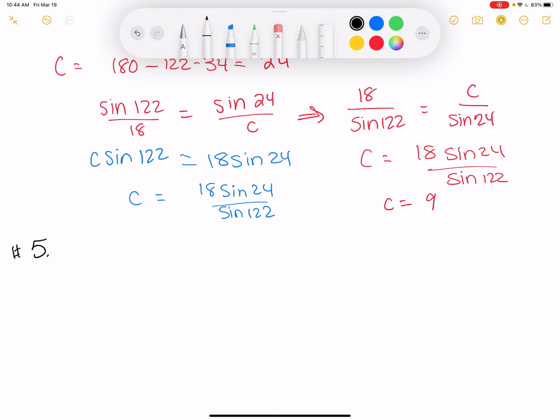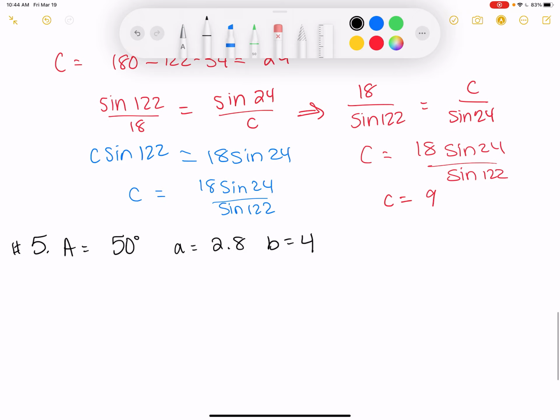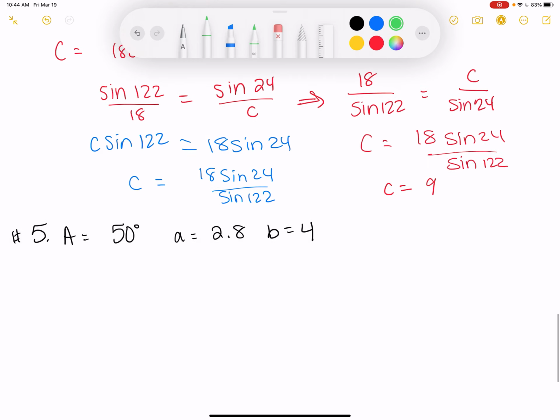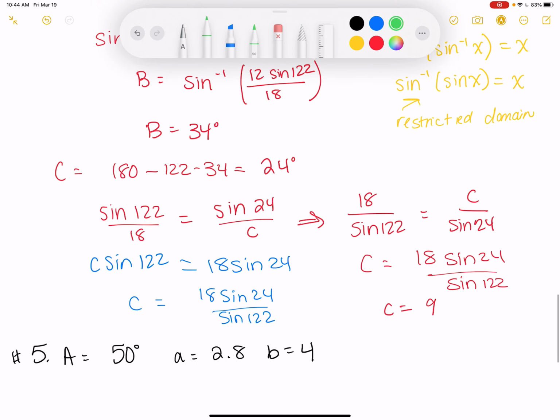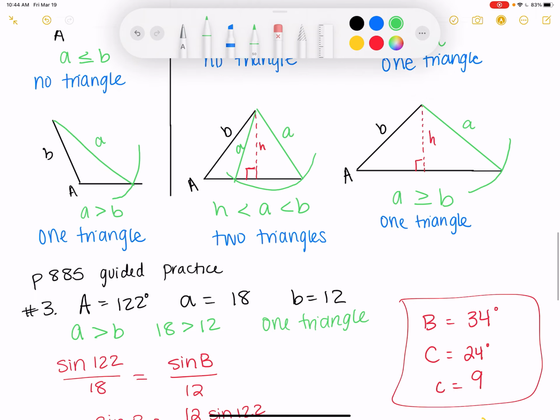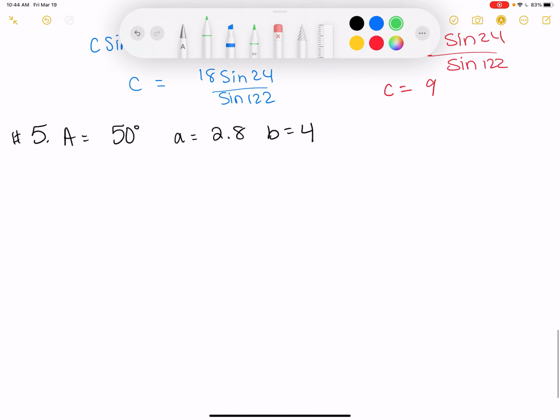Next problem. Number 5. A is equal to 50 degrees, little a is 2.8, little b is 4. Okay, so the first thing I'm going to do is look at the form. It's acute, so I'm going to use h. H equals b sine of A. So h equals 4 times the sine of 50. What is that?